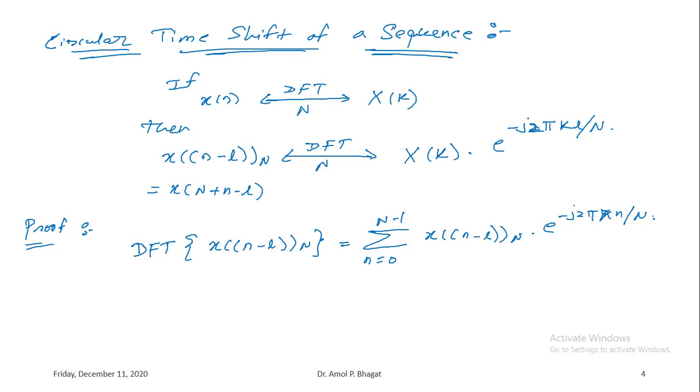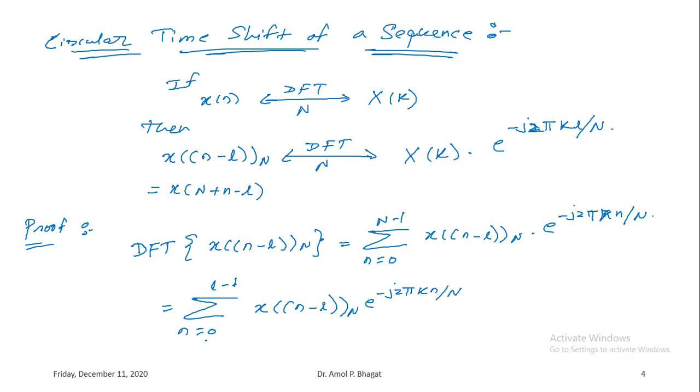Okay, so this is as per the N-point DFT formula, right? But here, in the index of x there are two different variables, so we'll try to divide this range of variables into two different sets of limits, right? So first, we'll write it down here as summation n equals 0 to l minus 1, x of (n minus l) in suffix N, e to the power minus j 2 pi k n by capital N.